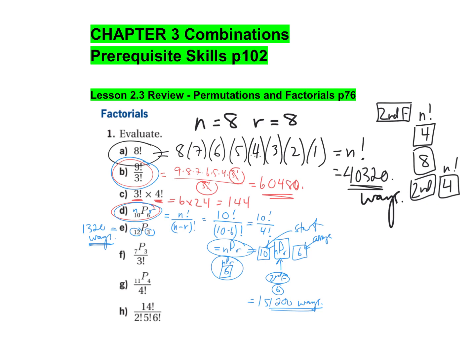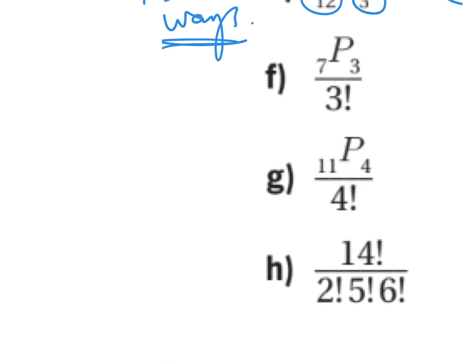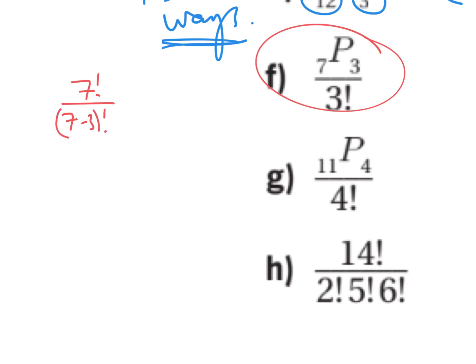Let's do one more to work on simplifying here. Or maybe we'll do all 3 of them. So 7P3 becomes 7 factorial over 7 minus 3 factorial, and this answer is being divided by 3 factorial. So we're going to end up with 7 factorial over 4 factorial, and this is being divided by 3 factorial.